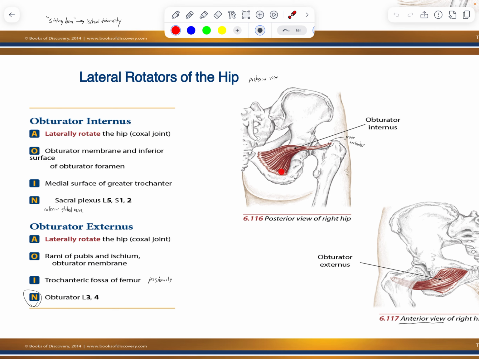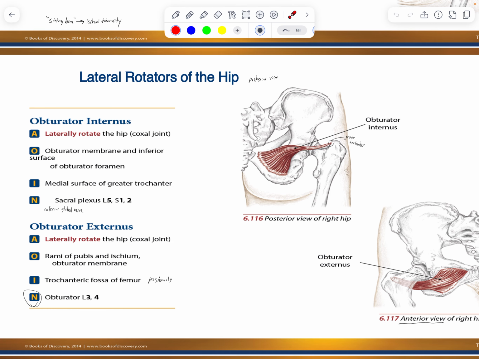All right. Looking at insertion, it inserts on the medial surface of the greater trochanter. We can see that greater trochanter, that bony prominence right there at the top. And this will be the medial surface. Lateral surface would be over here, further away from the midline of the body. And this is also innervated by the sacral plexus.